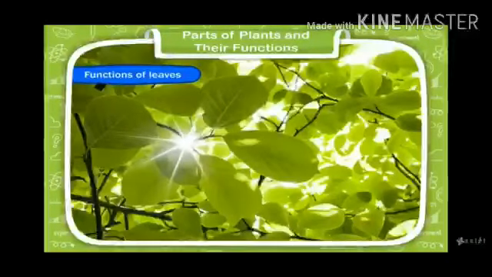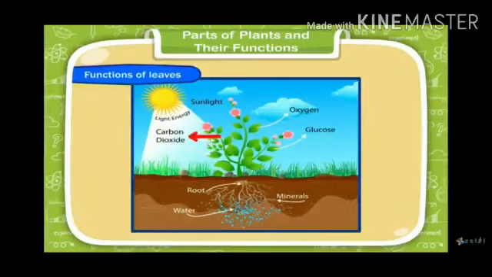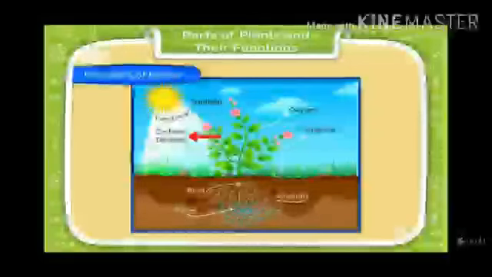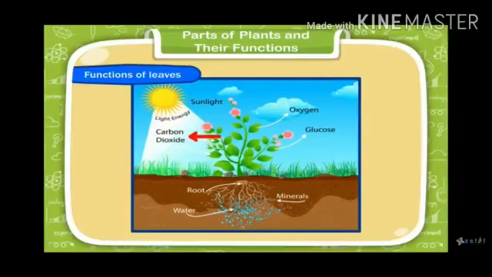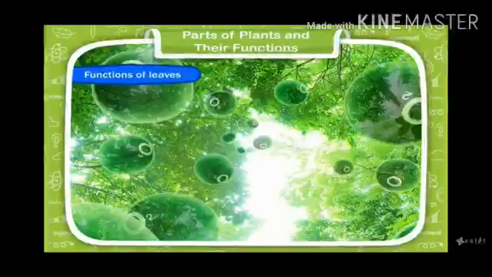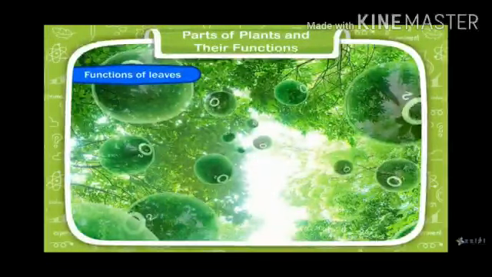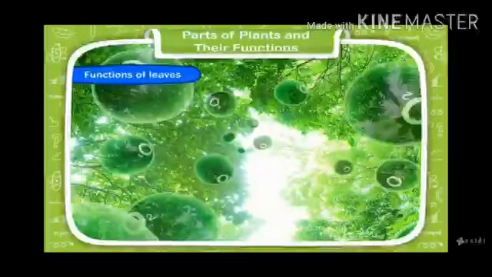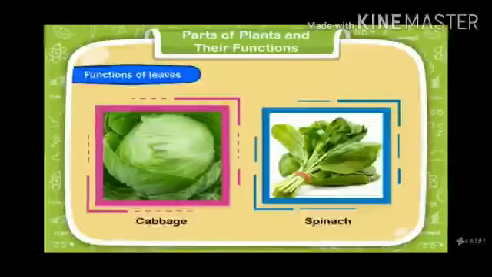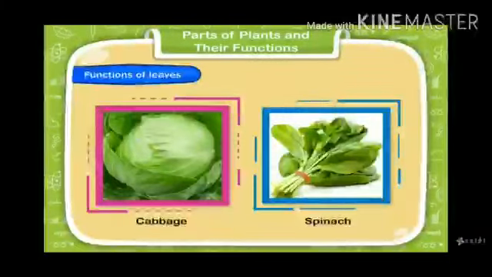With the help of chlorophyll, sunlight, water and carbon dioxide, plants prepare their food by the process called photosynthesis. Also, leaves release oxygen to the atmosphere which is necessary for us for our survival. Some leaves we eat as food, for example, cabbage, spinach, mint, etc.